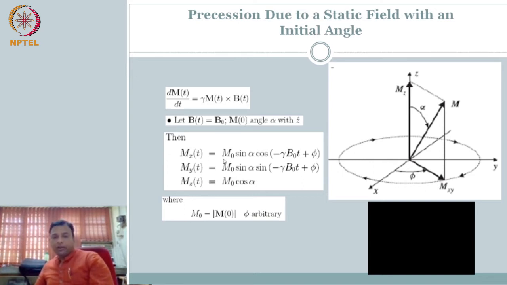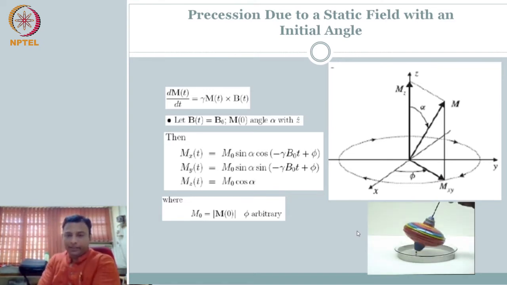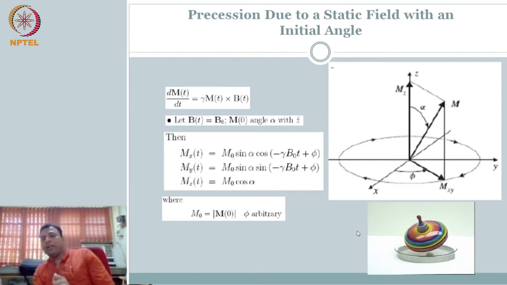So the magnitude of your M naught here is nothing but the magnitude of the M vector at time equal to 0. Phi is arbitrary. So this is the motion equation that tells us the magnetization vector is precessing around the z direction. This is very similar to the gravitational field counterpart, your top experiment, right? When you have the top, it is rotating, so you have an axis of rotation, but then there is gravitation that is trying to bring it to the floor.